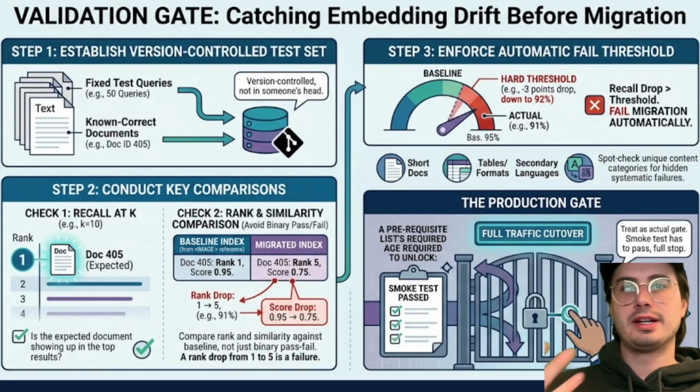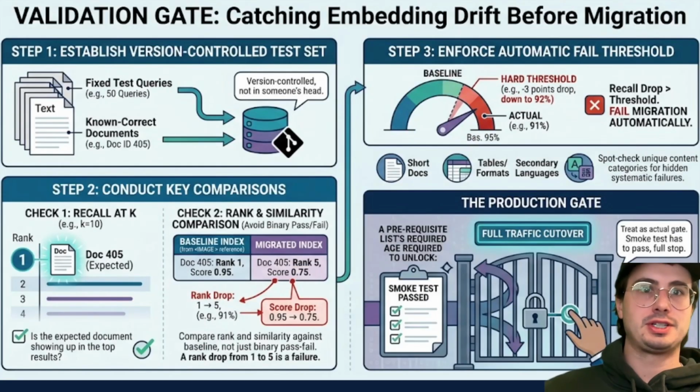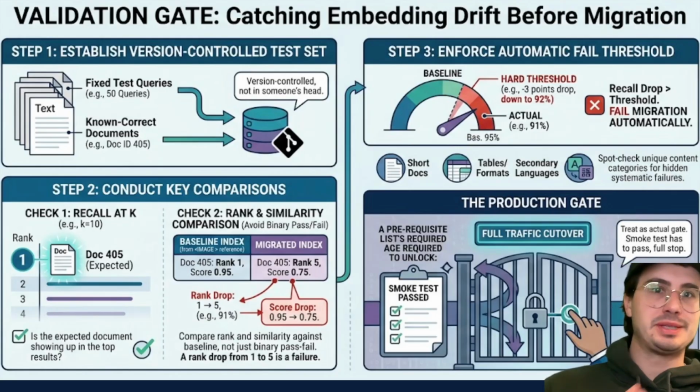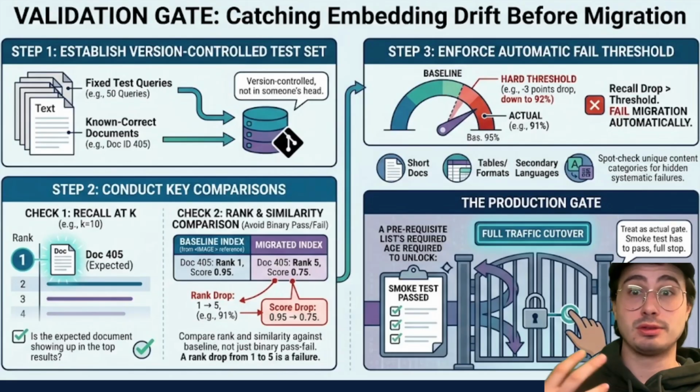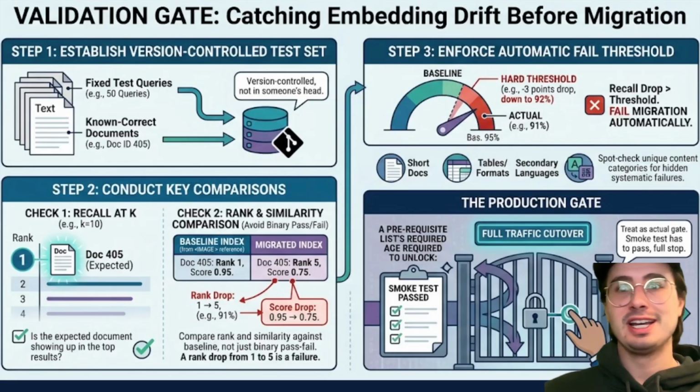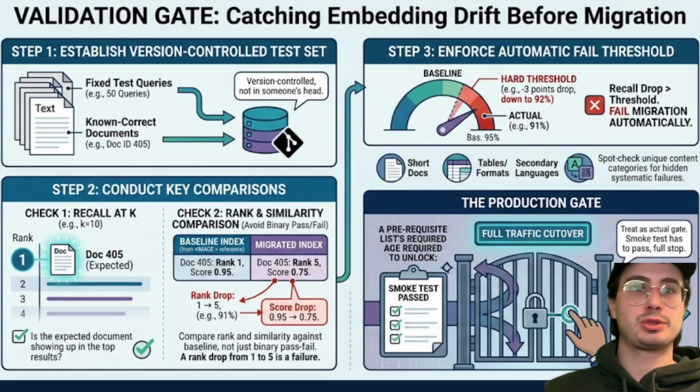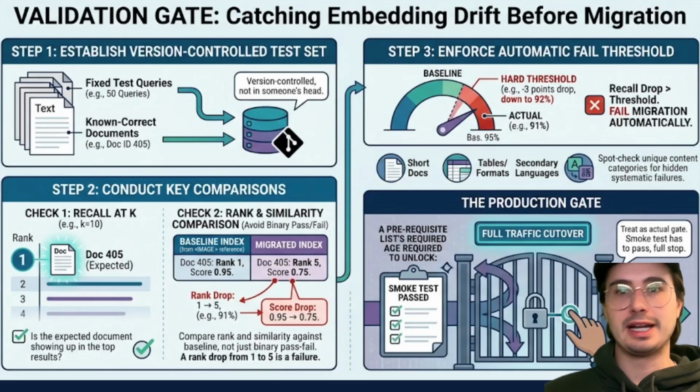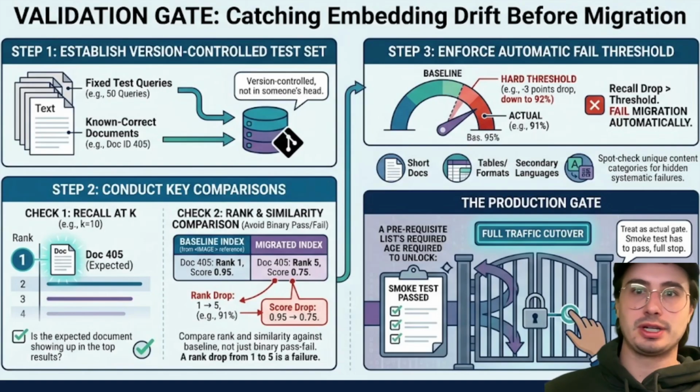Whatever strategy you end up picking, don't flip full production traffic to a migrated index without validating it first. This is a step that teams typically skip or rush, and it's the one that will catch embedding drift before it ships, right? So use that fixed set of test queries and known correct documents from your setup, version controlled rather than kept in someone's head, and check two things before cutover.